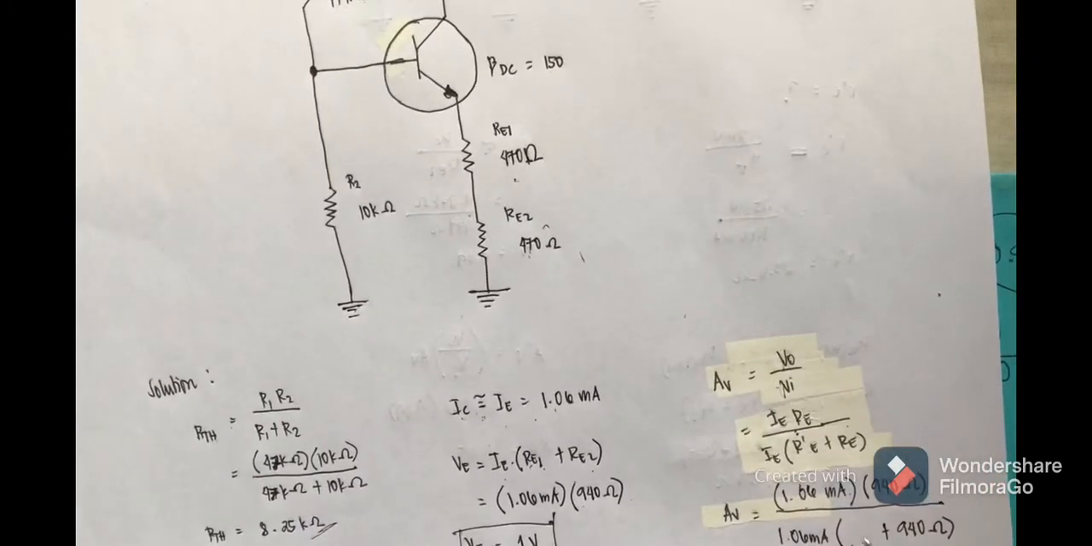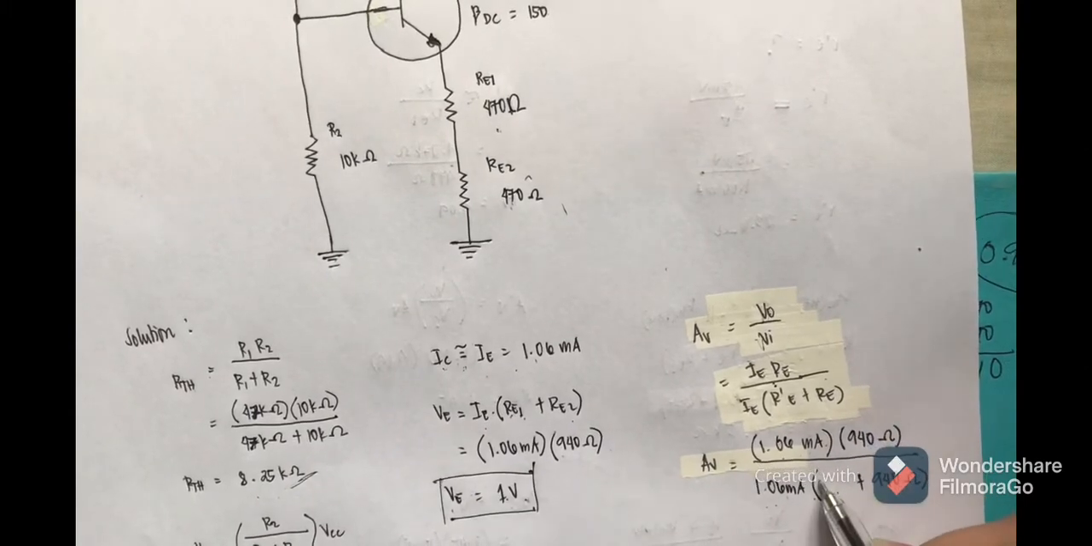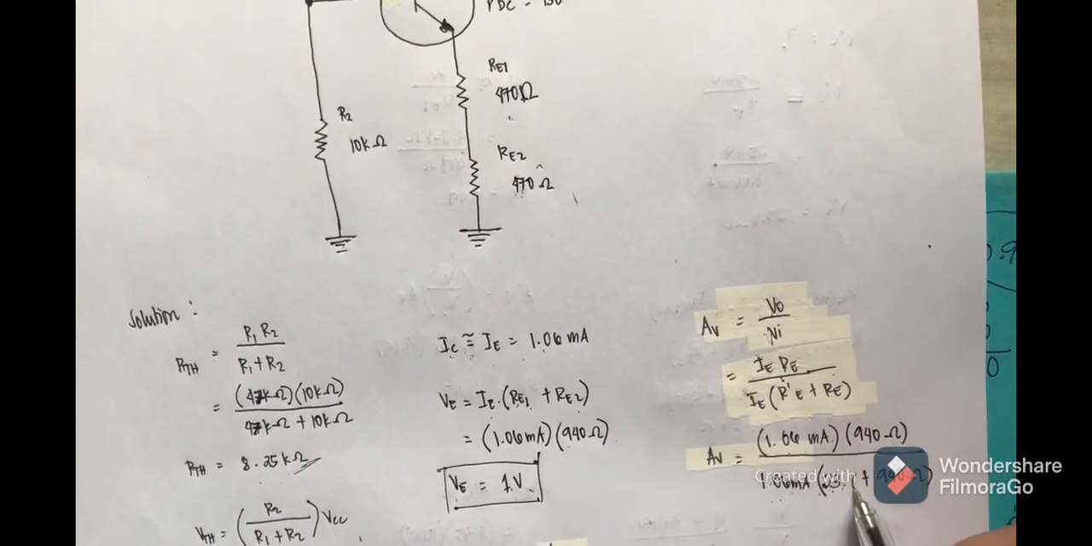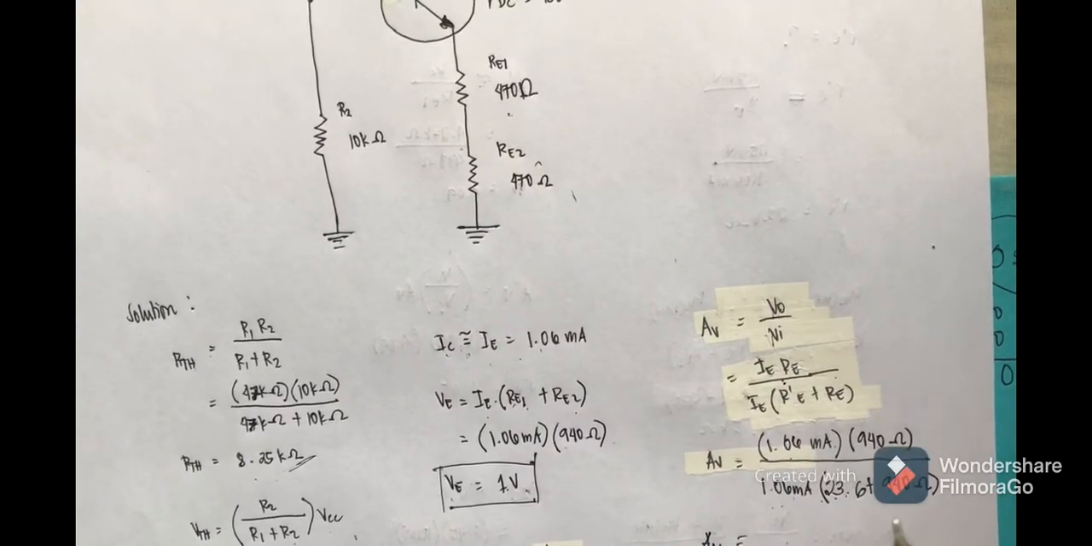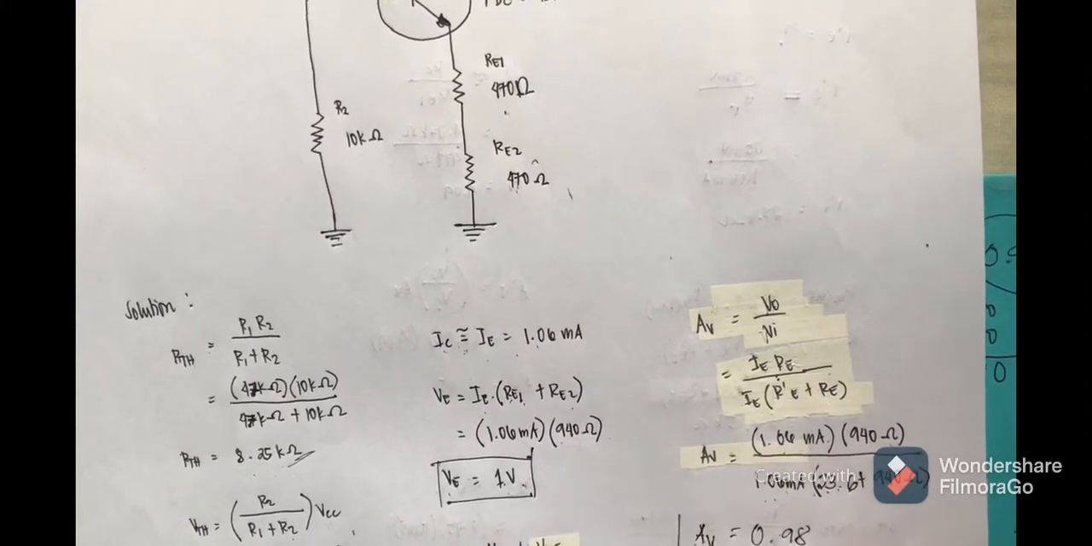Here, we didn't get the answer for VO over VI. So we can now input the value for r'e, which is 23.6. So our AV, which is equal to VO over VI, is equal to 0.98.